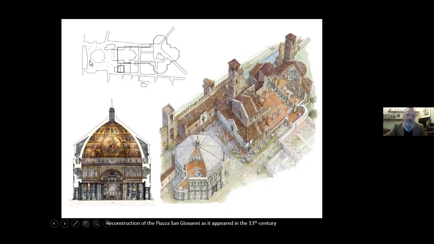What you'll also notice here, I'm not sure if you can make it out, but there are a bunch of little crosses drawn in here in the square around the baptistry. And that reminds us that it was a very common practice to have cemeteries immediately within the vicinity of these religious buildings. And during those excavations, many of the tombs were rediscovered and in fact documented.